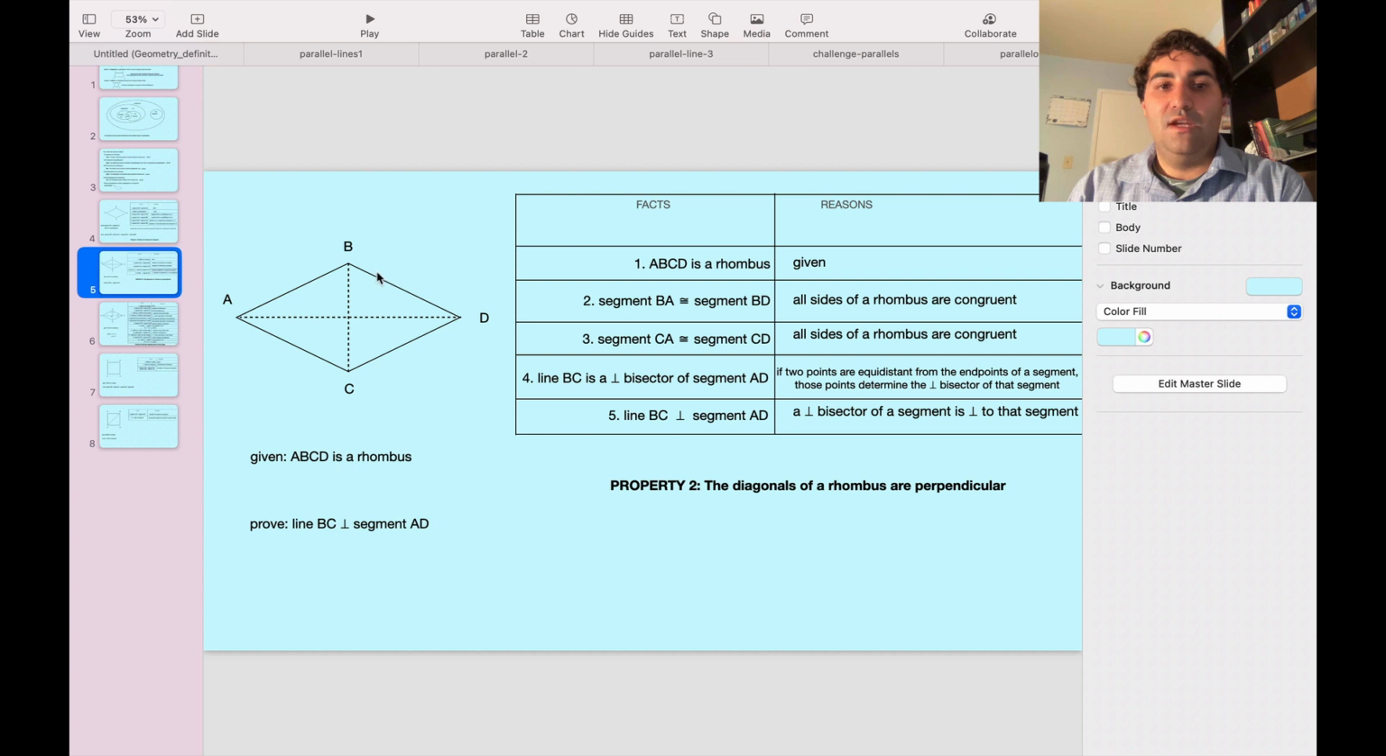So we know that a perpendicular bisector of a segment is perpendicular to that segment. So we know that line BC is going to be perpendicular to segment AD. So the main thing I want you to get out of this is that the diagonals of a rhombus are perpendicular. Remember, a diagonal is a segment that joins two non-adjacent vertices of a quadrilateral.